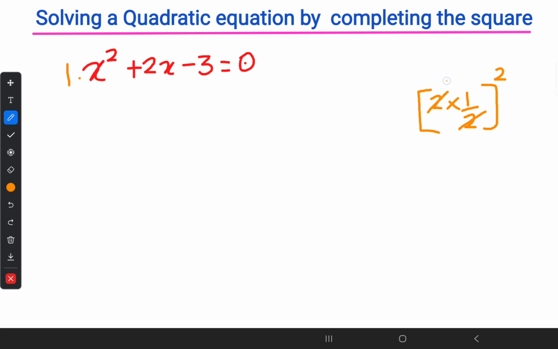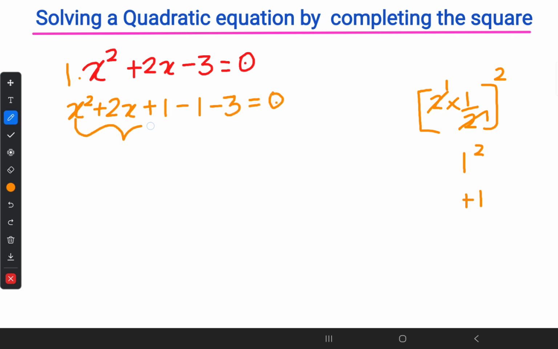So half of 2 is 1, and 1 squared would be positive 1. So positive 1 is the number you need to introduce and cancel as well. So x square plus 2x, I'm going to add this positive 1 here. To nullify that, I'm going to subtract that 1 as well. Subtract 1, minus 3, equals 0.